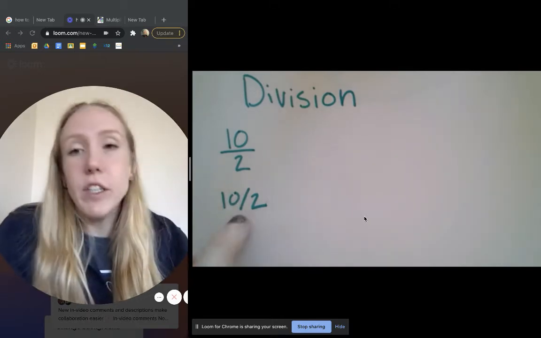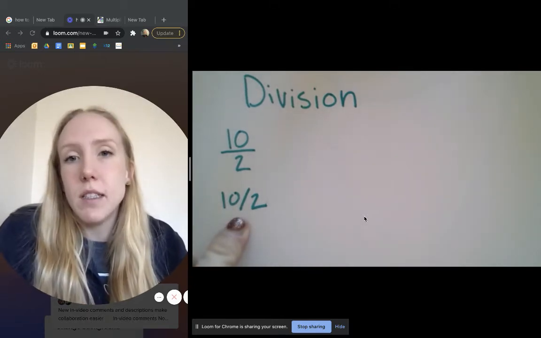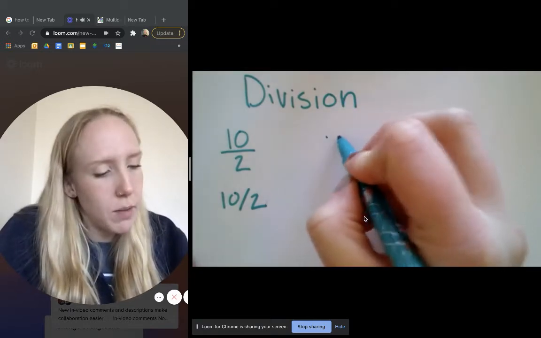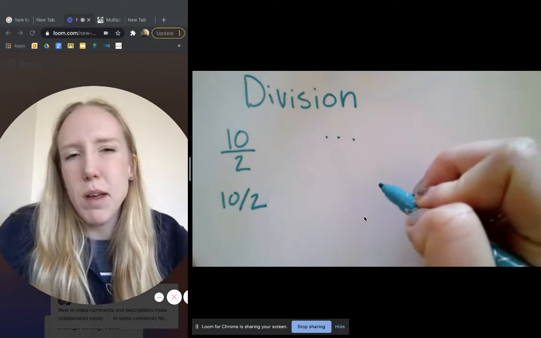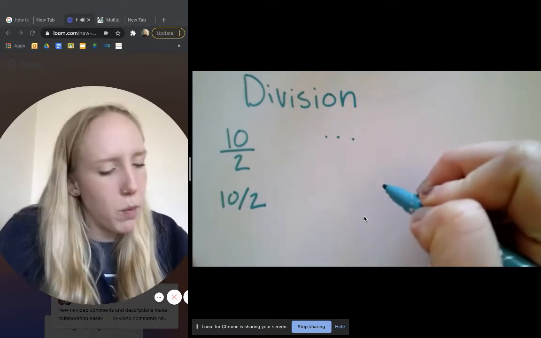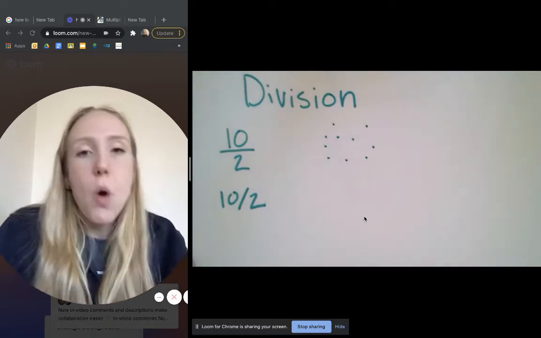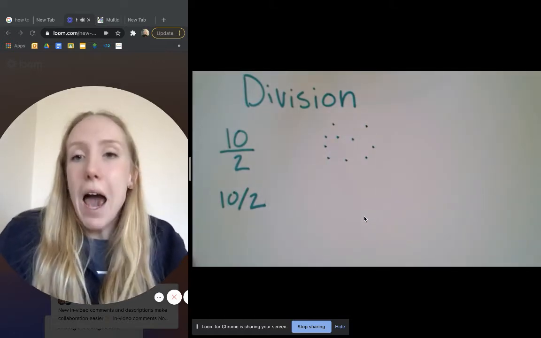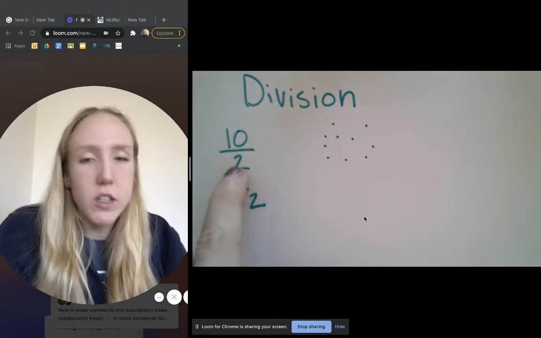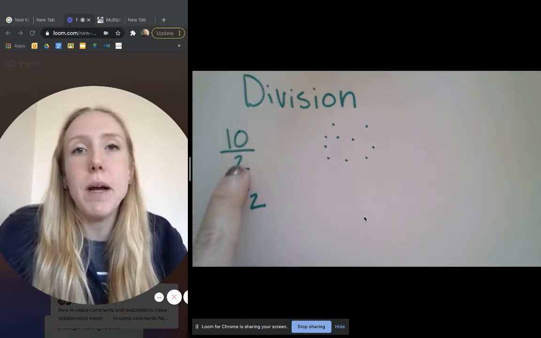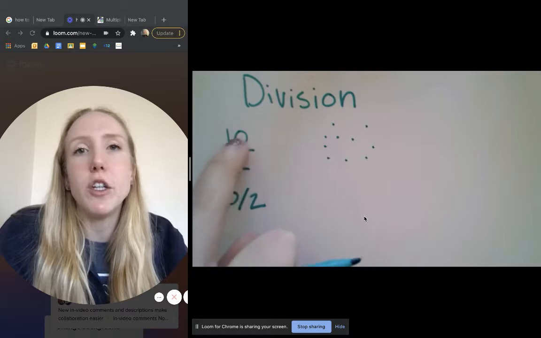So division like this, what this means is you are trying to figure out if you have 10 of something, 1, 2, 3, and I'm not going to make them organized. I'm going to make it so we have to think a little bit. 1, 2, 3, 4, 5, 6, 7, 8, 9, 10. We are trying to figure out how many times we can fit 2 into 10. So 10 divided by 2 means how many times can we fit 2 into 10?